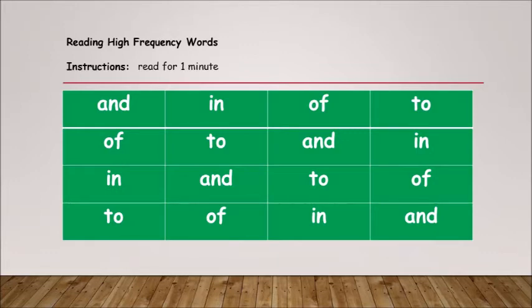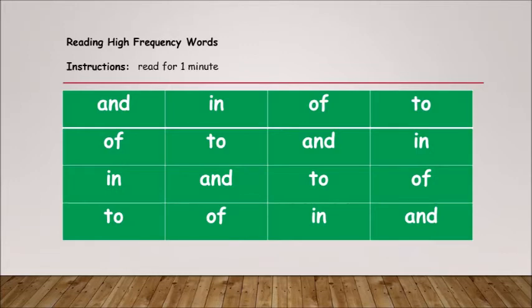So we'd start with our 4 new items, 4 new words, high frequency words. I would read these out, identifying the phonemes: a, d, and, in, of, to, and, in, of, to.